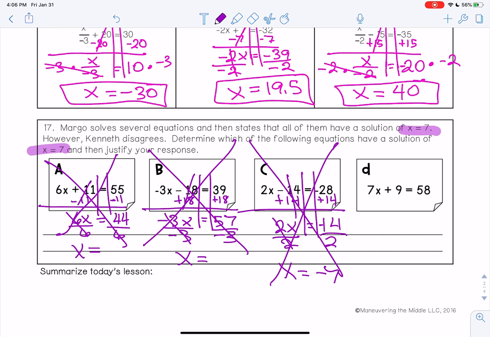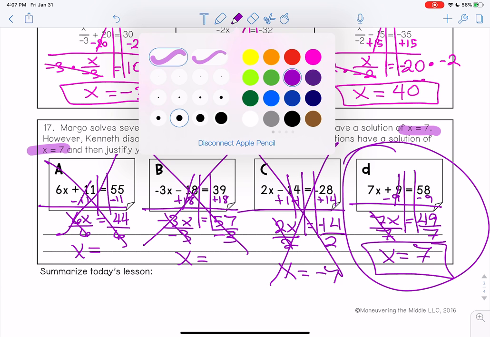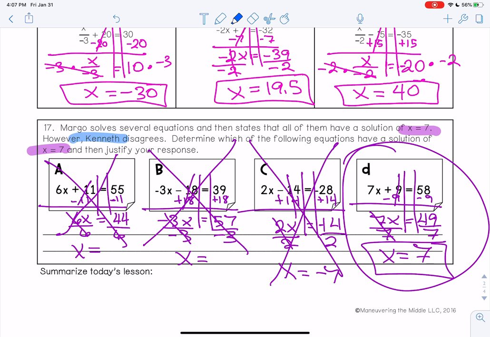All right, so D. Let's draw our river. We have 7x plus 9, so we're going to subtract that 9 first. And we get 7x equals 49. The opposite of multiplication is division, so we're going to divide by that 7. And we get x equals 7. So that one does work. So determine which of the following equations have the solution. It's definitely D. And who's right? Kenneth is right.